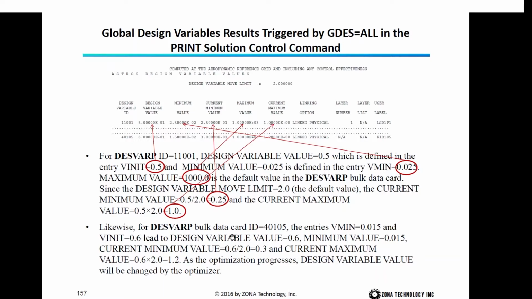And likewise for DESVARP card with ID 40105, the entry V mean equal to 0.15 and the V init 0.6, leading to design variable 0.6. The minimum value is 0.015. So the current minimum value is 0.6 divided by 2, which is the design variable move limit, equal to 0.3, and the current maximum value is 0.6 times 2 is 1.2. So this is the minimum move limit, and this is the maximum move limit.